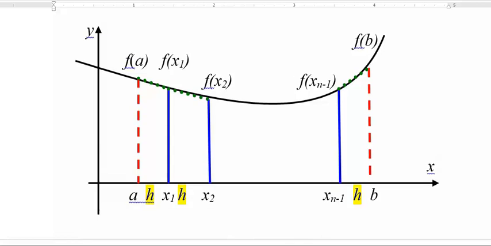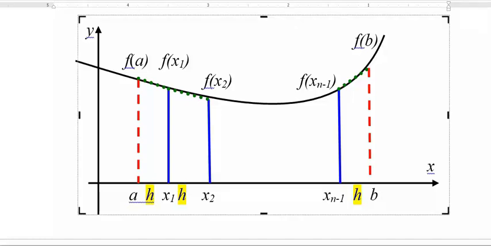Look at this graph. We have f of a here. The area, or the basic trapezoidal rule for the first sub-interval, is f of a plus f of x1. For the second sub-interval, we have f of x1 plus f of x2, and so on. The last interval has f of xn minus 1 plus f of b.